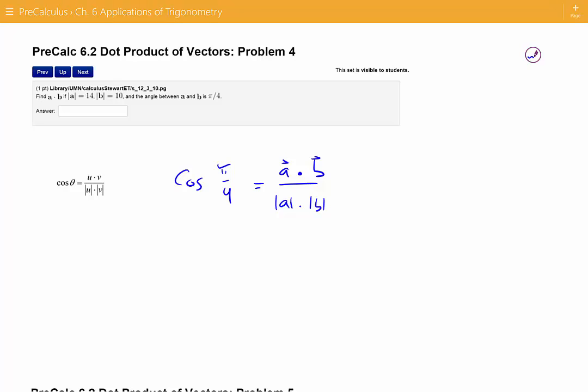So all I have to do is fill this out. The magnitude of A is 14. The magnitude of B is 10. And I'm looking for this quantity right there. So all I have to do is multiply both sides by 14 times 10 to get it away from the denominator. Make sure you're in radians if you use pi here, or switch that to 45 degrees if you want to be in degree mode. But whatever you do, the dot product you get should be about 98.99.